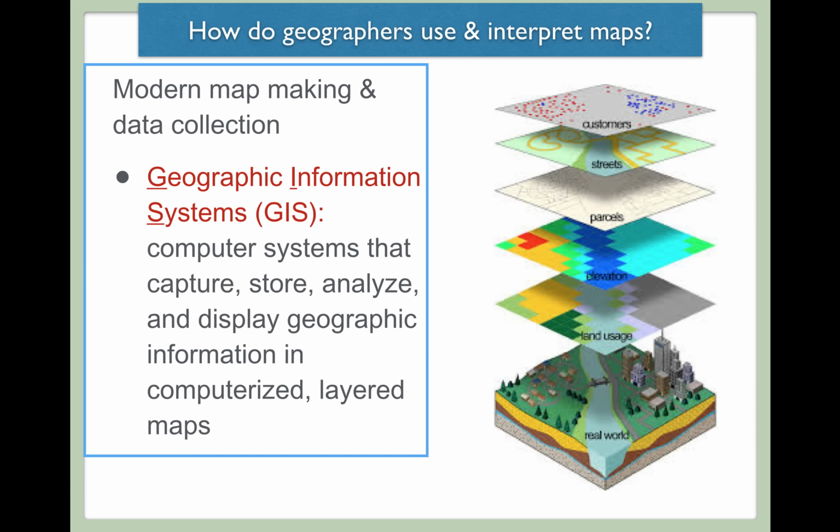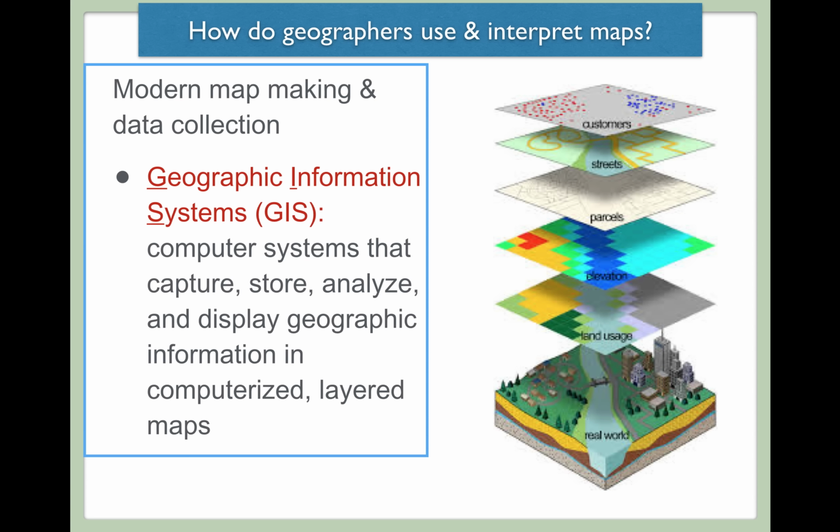There are two major other branches that contribute to our modern geospatial technology. But the big one that we're going to focus on and that you are going to engage in class very consistently and very regularly is known as GIS technology, Geographic Information Systems, GIS. These are computer systems that capture, store, analyze, and display geographic information in computerized, layered maps.